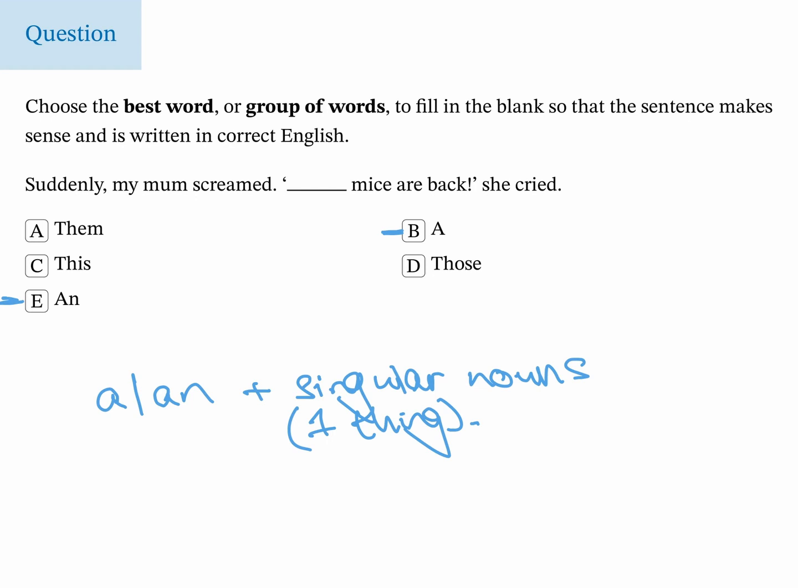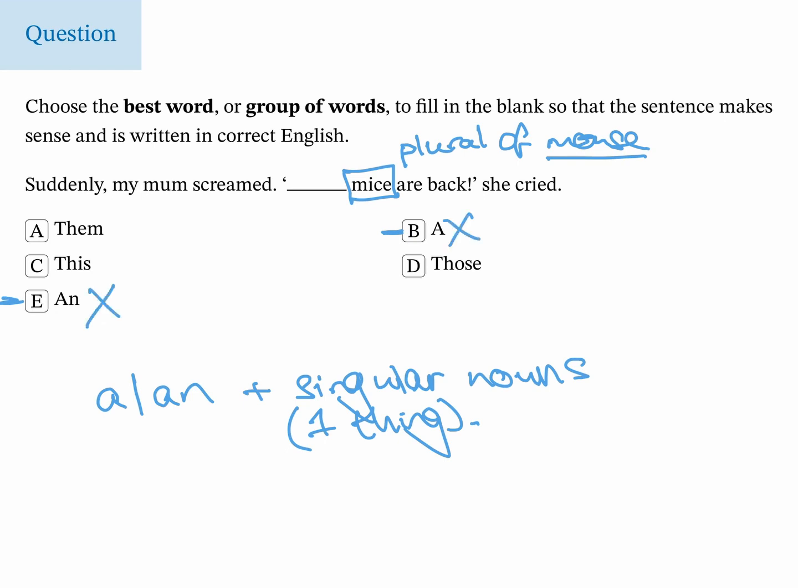And what do we have after the gap? Mice. Okay, so be careful with these irregular plurals. So mice is the plural of mouse. So we can say one mouse, a mouse, but mice is plural, is many. So we know we can't use these. And then we have some other options.